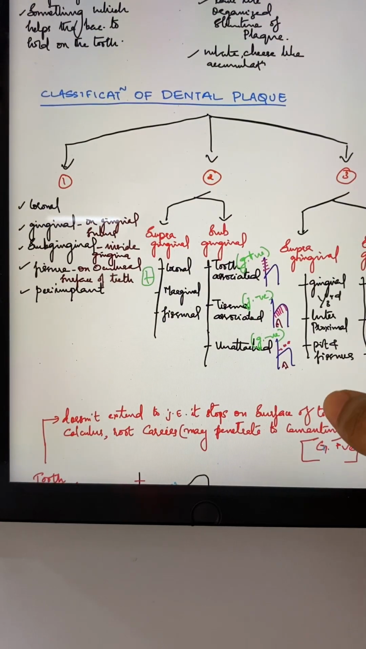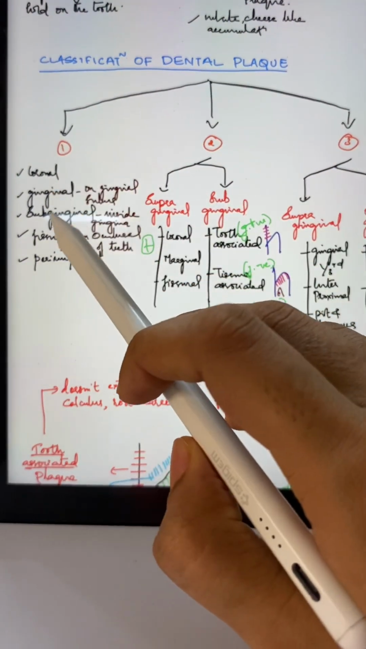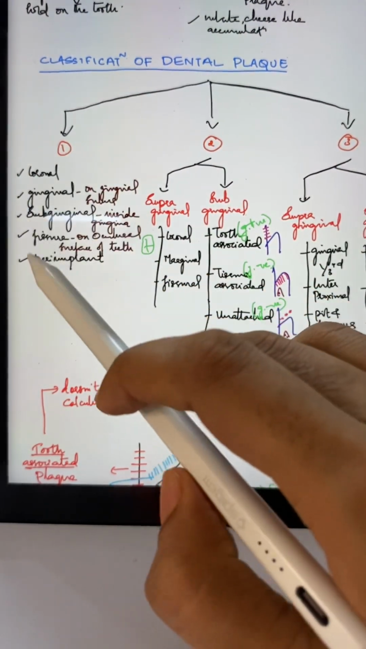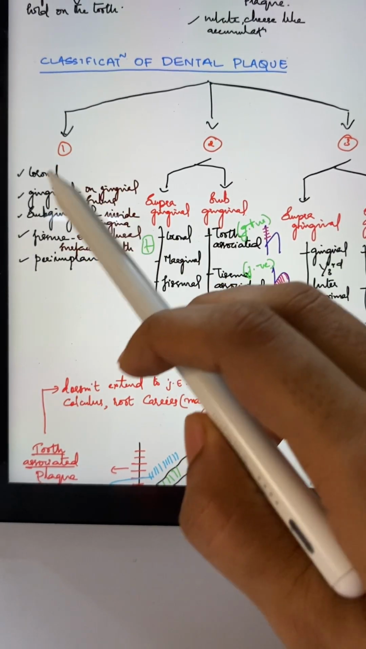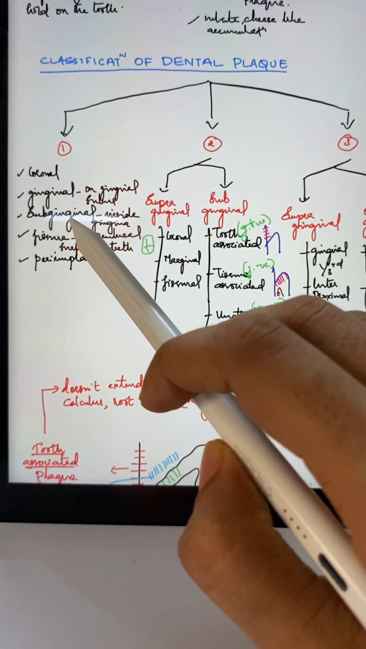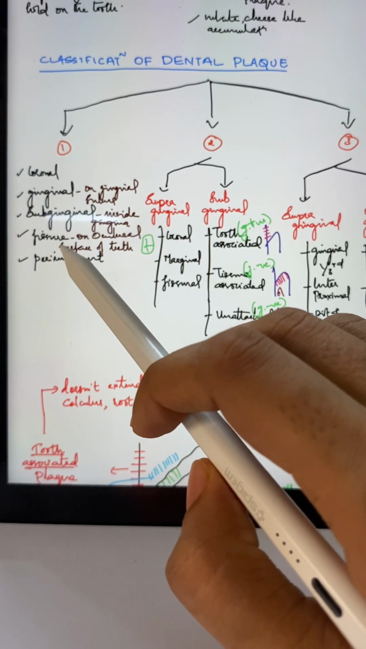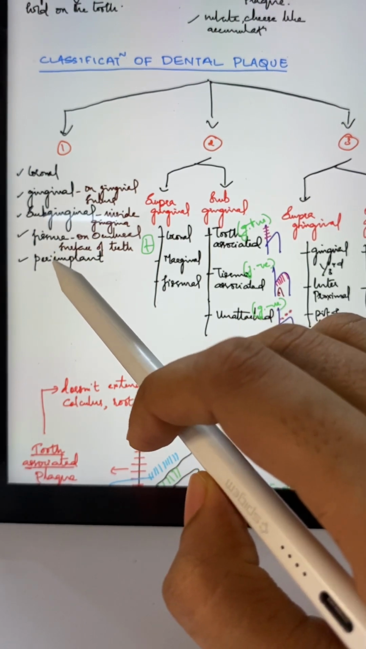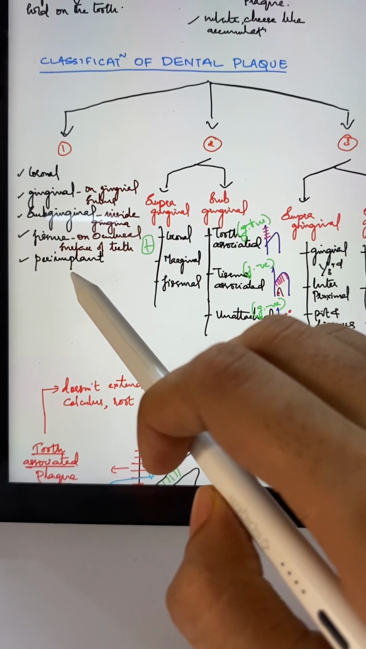Then we will understand the classifications of dental plaque. There are usually three types of classification. The first type is coronal, gingival, subgingival, fissure, and peri-implant. These are all the types. Coronal means plaque seen on the surface of the teeth. Gingival means in the gingival sulcus. Subgingival means plaque seen inside the gingiva. Fissure type is dental plaque on the occlusal surface of the teeth. Peri-implant means plaque around the implant.